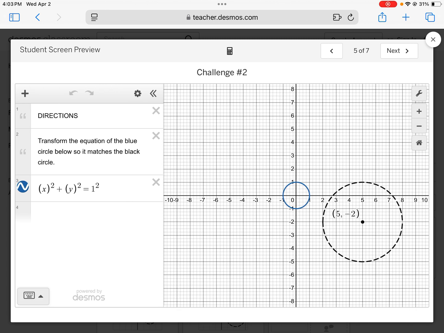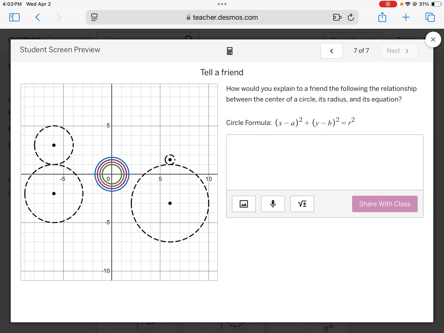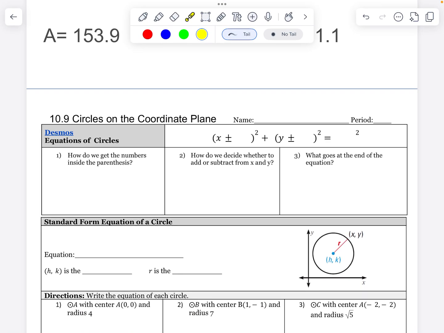All right, you're going to keep going. See if you can make it match. Then I have a couple more. This is a challenge. You're trying to get all 4 circles. Last but not least, how would you explain the relationship? So hopefully by now you have gotten to the point where you see where these are coming from.